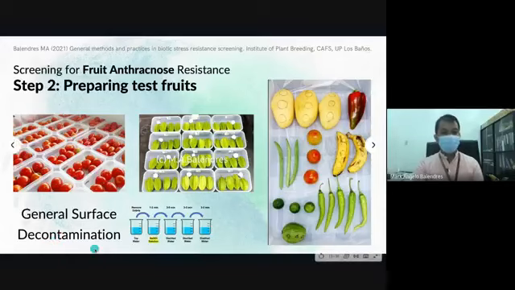And how do we decontaminate the fruit? We just immerse it in tap water, then in a 10% Zonrox solution, and then wash three times in distilled water, and then air dry or blot dry with sterile tissue paper.